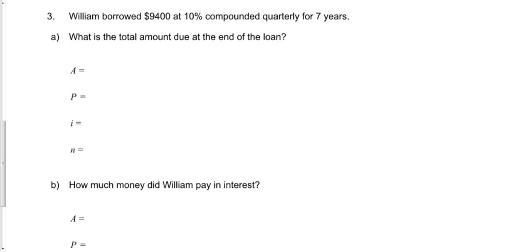The next example that we'll take a look at is actually going to use a compound interest question. It tells us here that William borrows $9,400. So if he borrows it, that's going to be his principal. He borrows it at 10% compounded quarterly, so 10% is our R value. And we know that it happens quarterly, so that's going to be our I value.